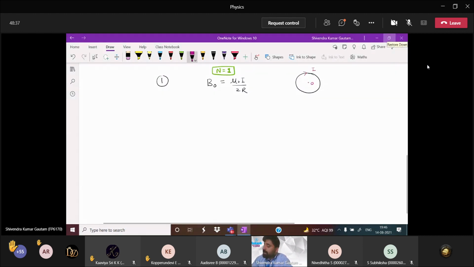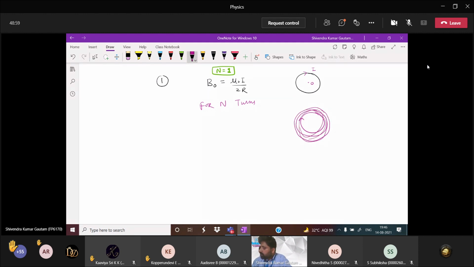So for one turn we get this. For n turns, I will write for n turns. I will make a diagram also, then you will get clarity here. See, one turn like this, one over the other. These are not that different. One over the other, one over the other, like this.